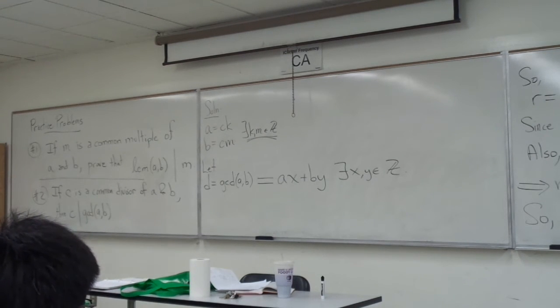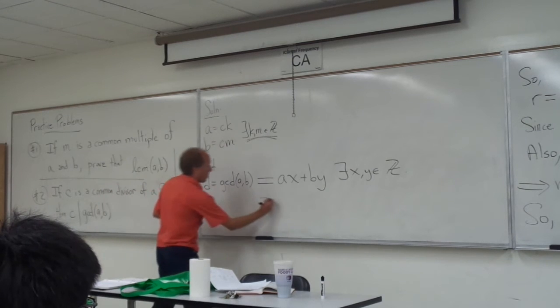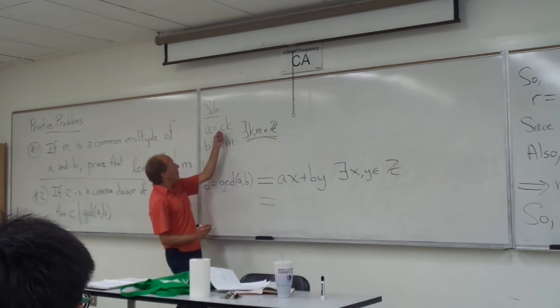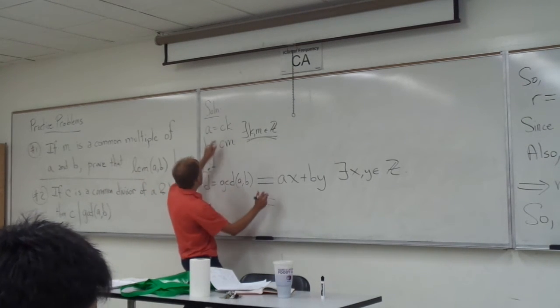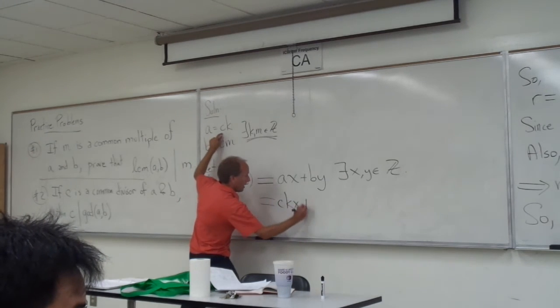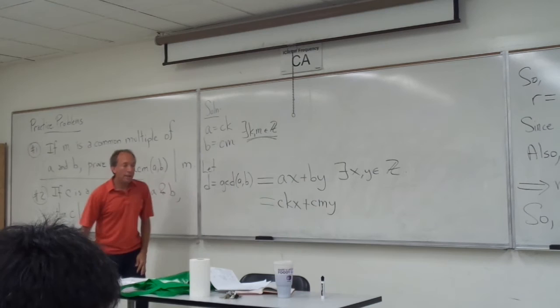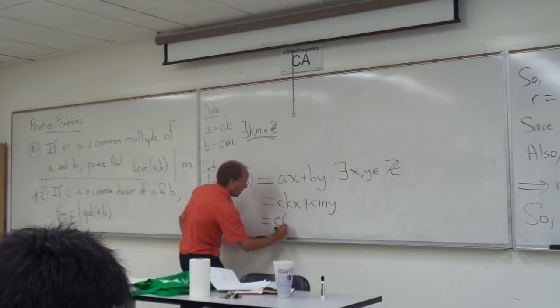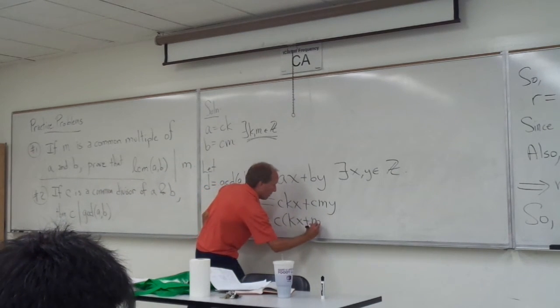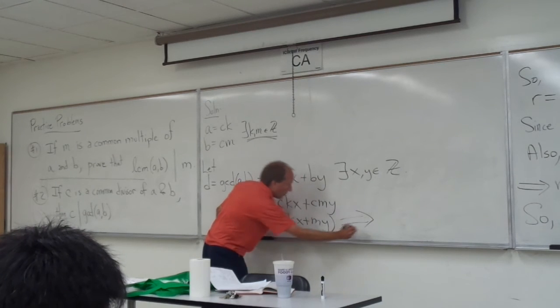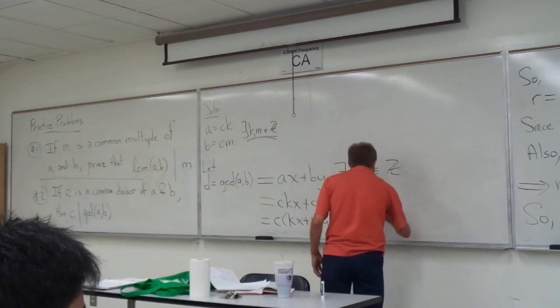Just plug in CK and CM. Exactly, just plug in for A and B here, right? So A becomes CK, and B becomes CM, right? And then you just have C times (KX plus MY). And then that implies that C divides D.